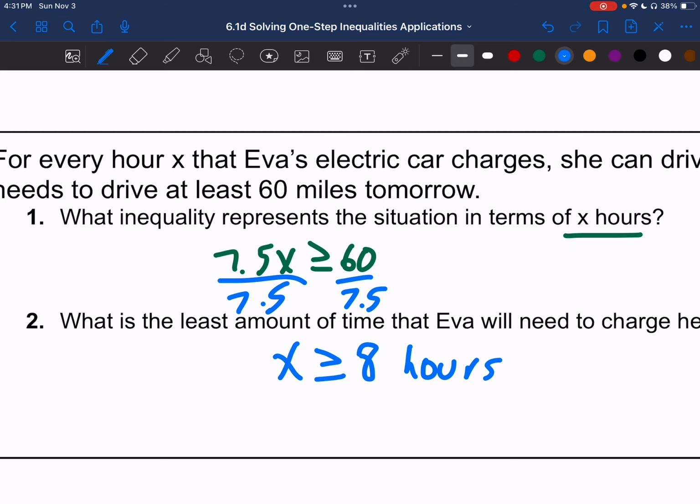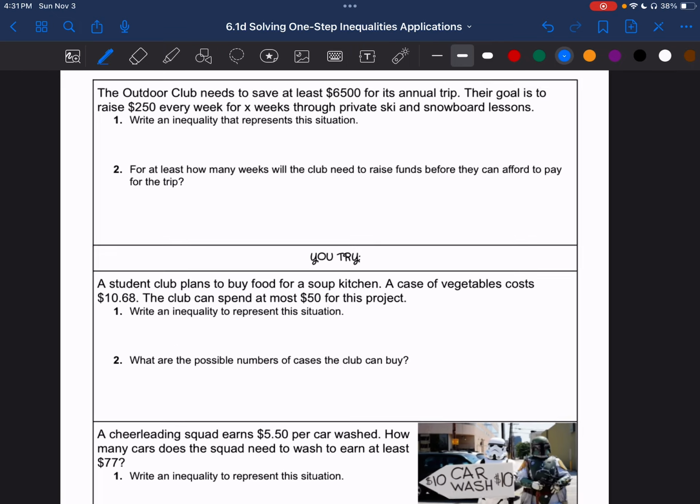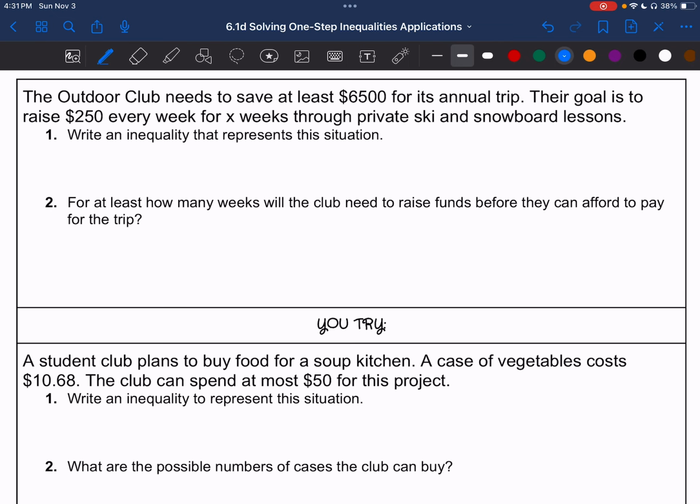Significantly faster than that. All right, so let's go to the next page. We've got the Outdoor Adventure Club, and they want to save at least $6,500 for its annual ski trip. Their goal is to raise $250 every week for X weeks throughout the private ski and snowboard lessons. Write an inequality that represents this situation.